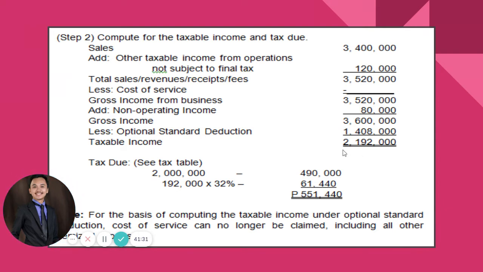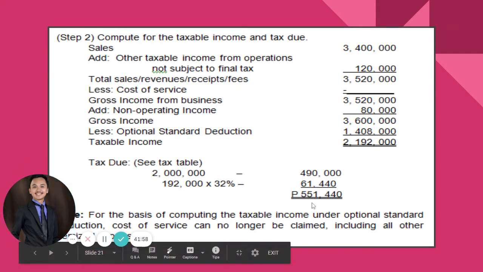I think this belongs to 2 million to 8 million. Oh yeah, it belongs to the 2 million to 8 million range. For the first 2 million, it is taxed at 490,000, and the excess of 192,000 is to be taxed at 32%. So therefore, the total tax due of the taxpayer will be 551,440. Okay?